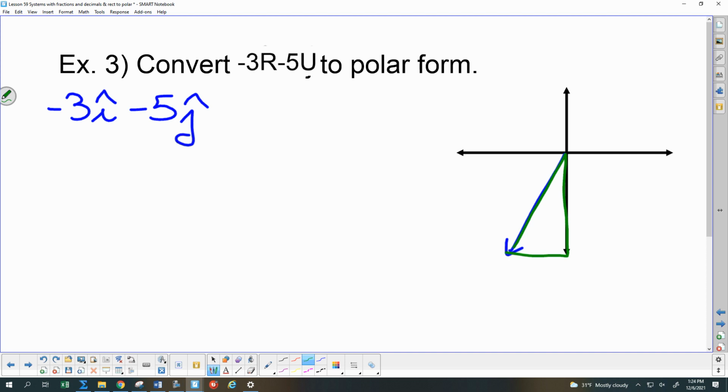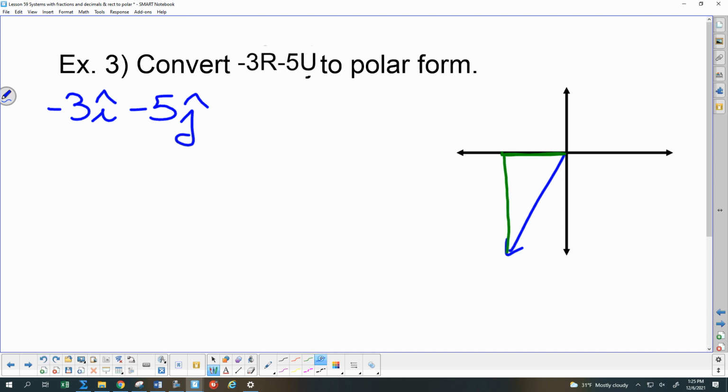Well, the vector still goes to the origin. But what's wrong with the way I drew the triangle? Sabrina? I've got to have one side of it as part of the x-axis, not the y-axis. I've always got to draw a vertical side to complete my triangle. So now I have one side that is part of the x-axis.